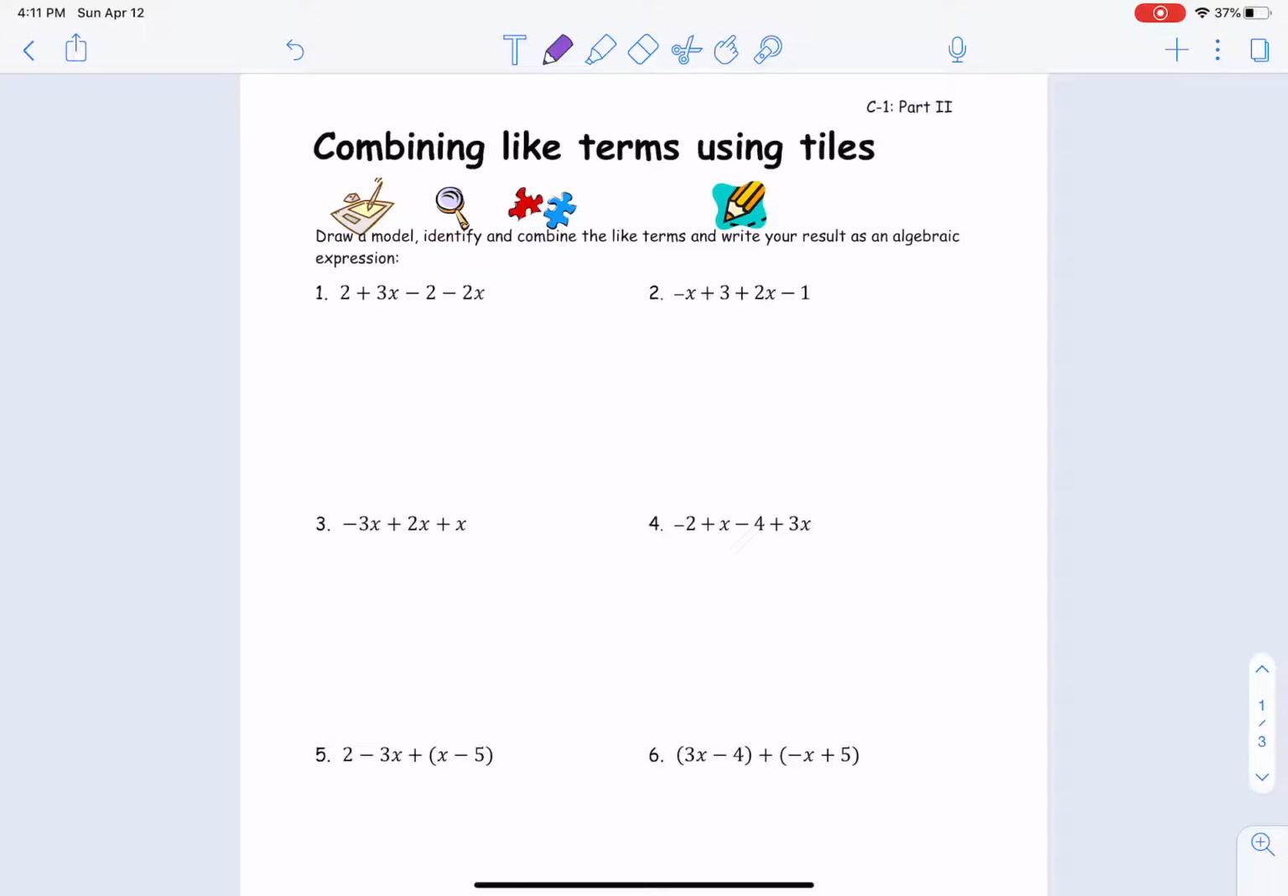We're going to be reviewing how to combine like terms, and then we're also going to apply this with what we've been learning before spring break, which was the distributive property. So let's go ahead and jump into it.